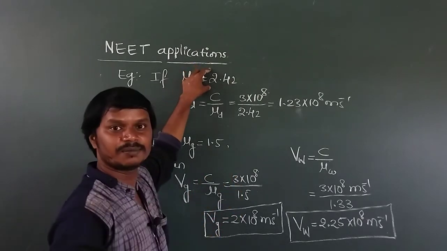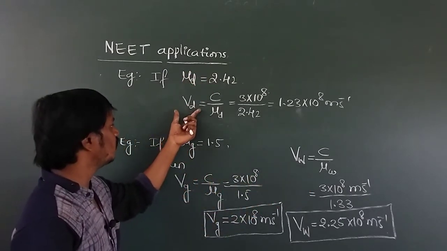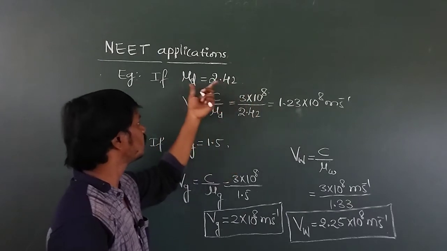Diamond has the high refractive index compared to water and glass. That is why the velocity of light is less in diamond.